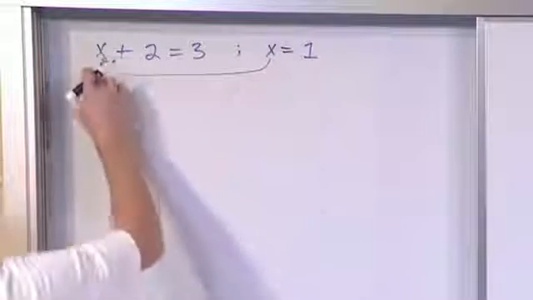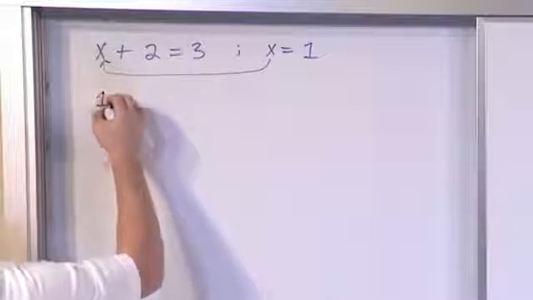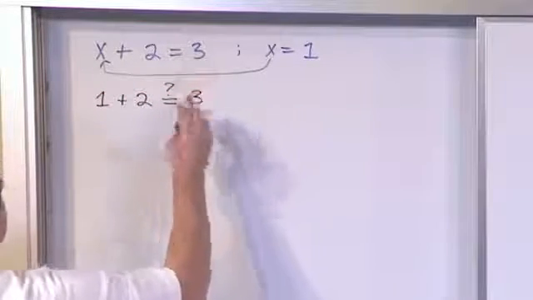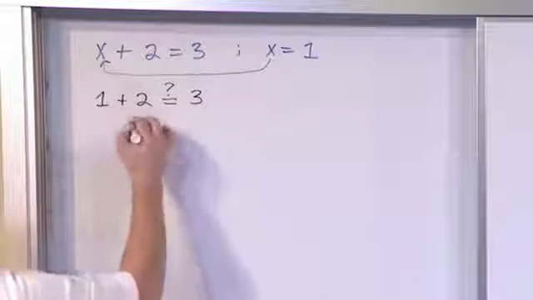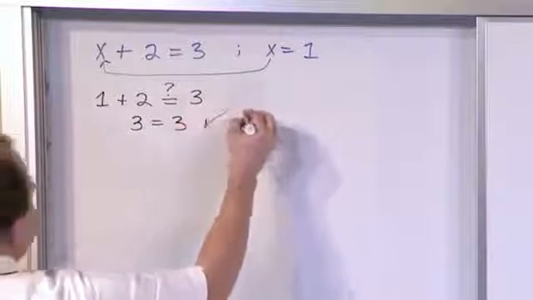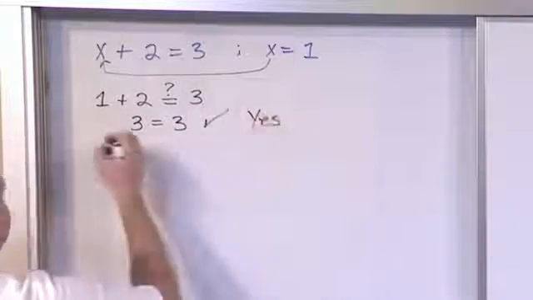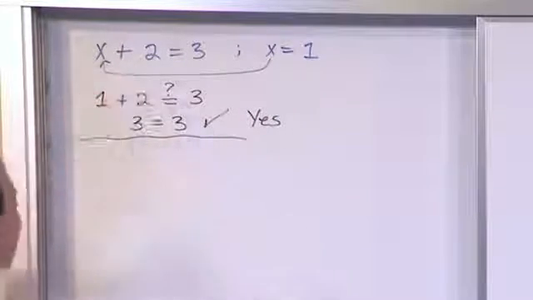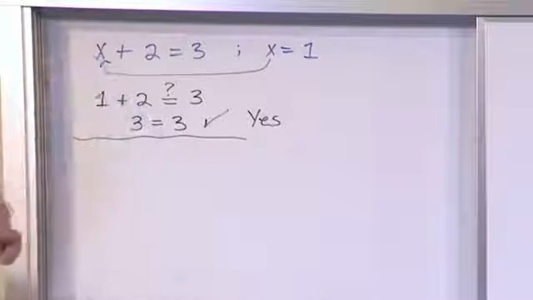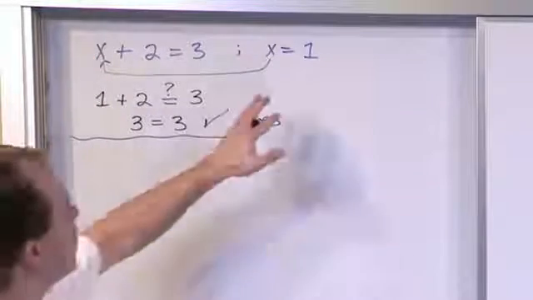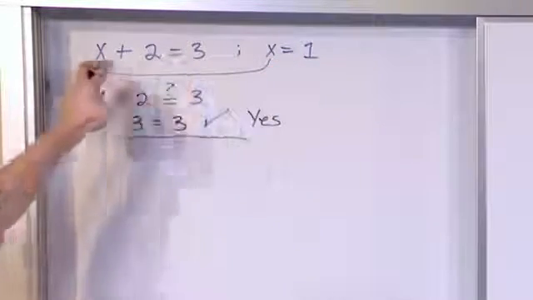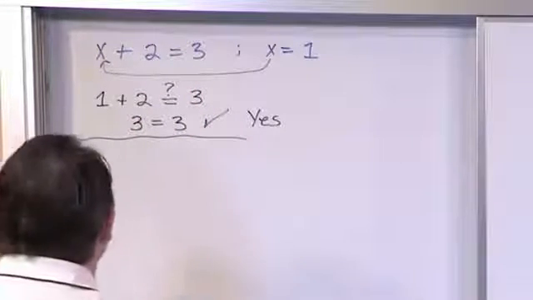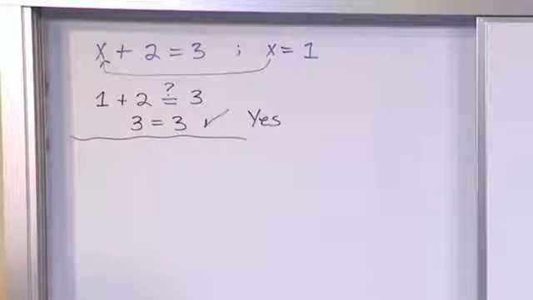So let's put 1 in here, and what we'll have is 1 plus 2 equals, with a question mark, because I'm not sure yet, 3. And I think you can realize and understand that 3 is equal to 3, so yes, this is a solution. So what you figured out is that x is equal to 1 is the solution. It's the only number that works for this equation. And we've proven that it works because we take the answer, we stick it back in there, and we verify that it's true.